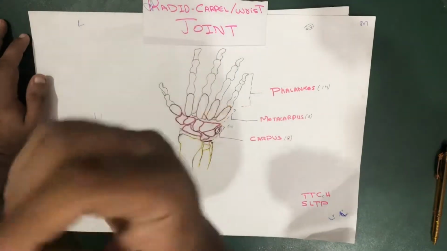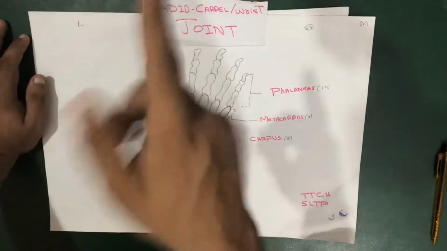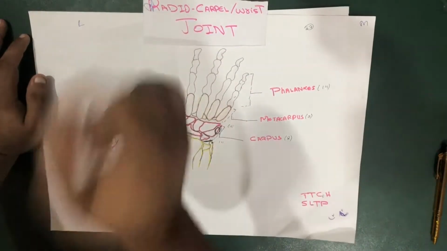What is circumduction? It's a combination of all those 4 movements. What are those 4 movements? Adduction, abduction, flexion, and extension. All those combined together form circumduction. But there is no rotation.